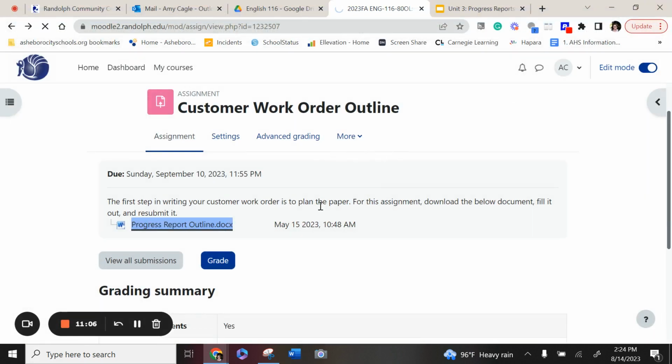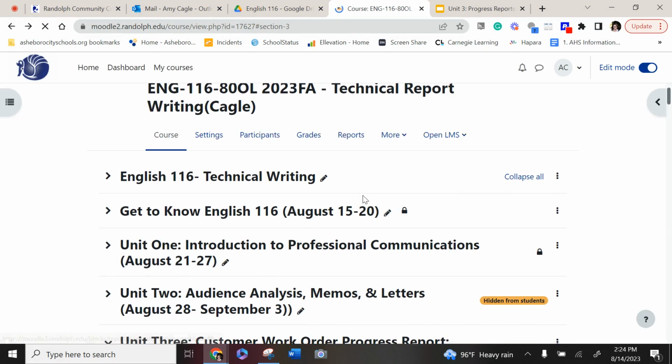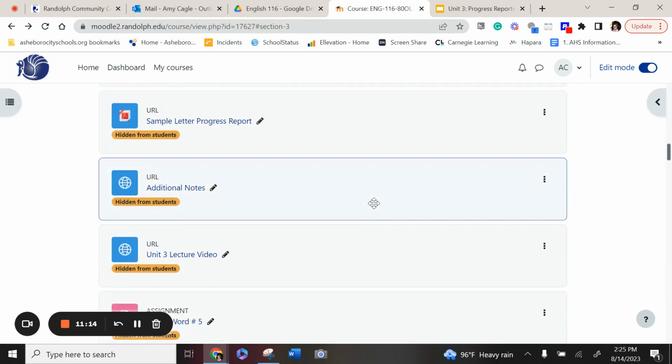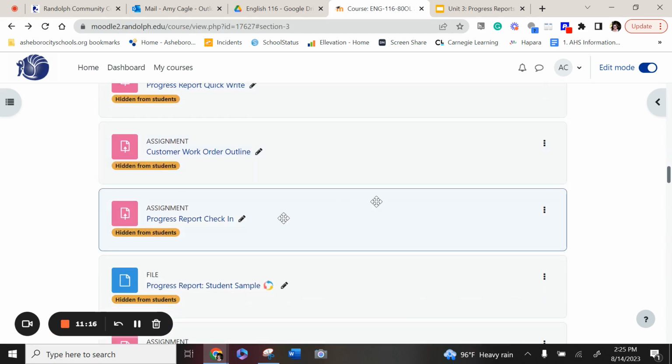So let's go back to Moodle. The outline, remember, like I've said before, is due that first Sunday of these 2 weeks. Then, that next Thursday of the second week, you're going to check in with me. You're going to let me know where you're at and if you have any questions. It is going to say that if you have specific concerns at this moment, email me directly. But if you're just checking in and everything is good and you just need to finish it up, you don't need to email me. Just answer the questions in the text box.